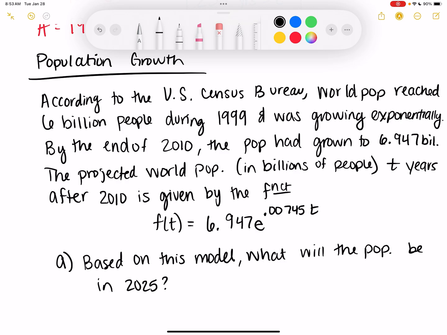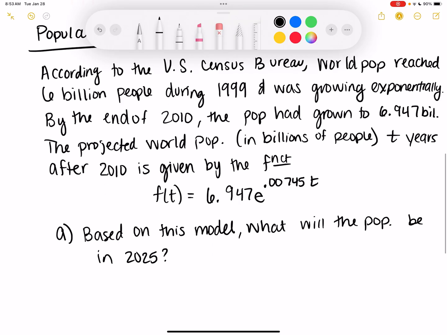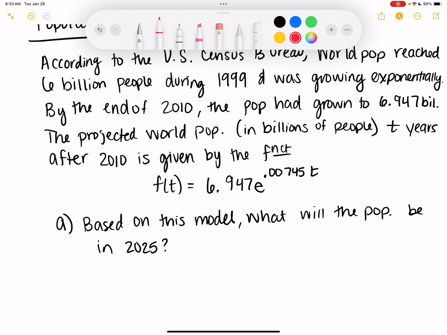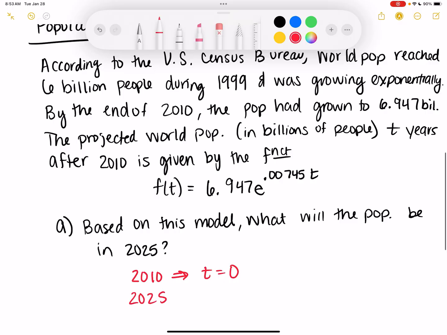So we have this formula that we're going to use, and it's T years after 2010. Okay? So that means that the year 2010 is year 0, because that's the initial. If I plugged in 0 for T, that would be e to the 0, which is just 1, which gives me 6.947. So that's where we're getting that from. But T is the years after 2010. So how many years after 2010 is the year 2025? 15. So for 2025, T is equal to 15.